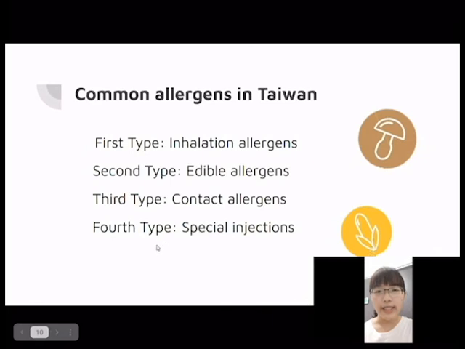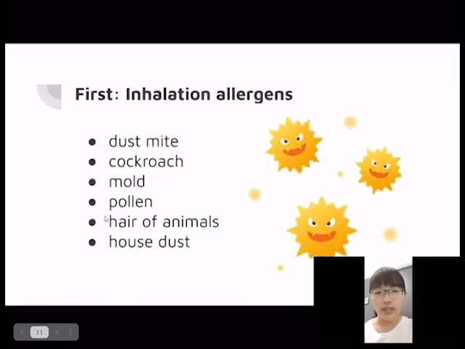Common allergens in Taiwan can be roughly divided into four types. The first type of allergens is inhalation allergens. This type of allergen is present in the air and enters the body through the respiratory tract. It contains dust mites, cockroaches, mold, and animal hair.